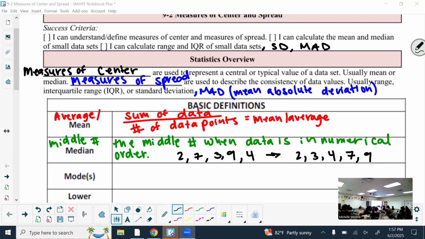What would my median of this data set be? 4. For this random data set I ended up with 4. If you just looked at this one over here and thought, oh, my median is 3, well, you're wrong. You have to put it in numerical order to then tell me what my middle number is. Now, that's when I have an odd number of data points. When you have an even number of data points, you should expect 2 numbers in the middle, and you'll have to average those if that happens.